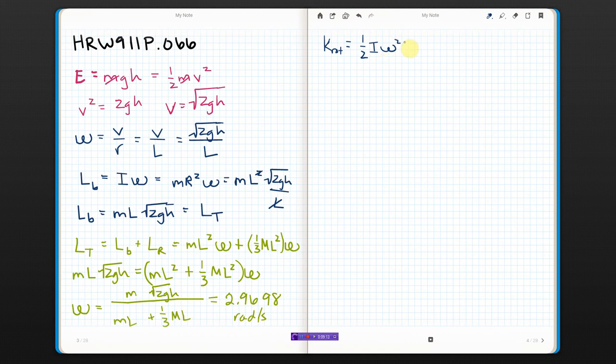Okie dokie. So this is my omega, I've got it. I is going to be the rod, and pretend the block is a particle. The rod is a rod rotating on its end, so that's 1/3 mass of the rod, radius of the rod squared, plus, and then the block is a particle, so that's mass of the block times radius squared. And then I still have my omega squared.